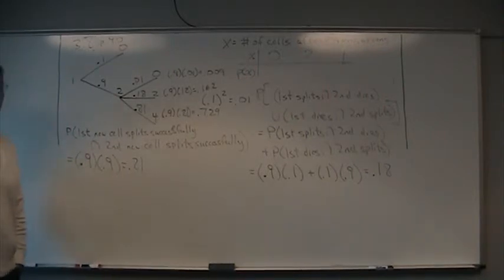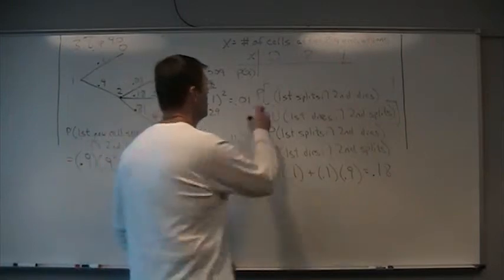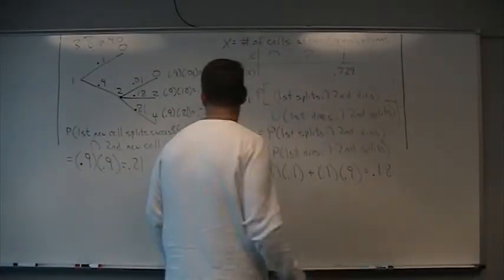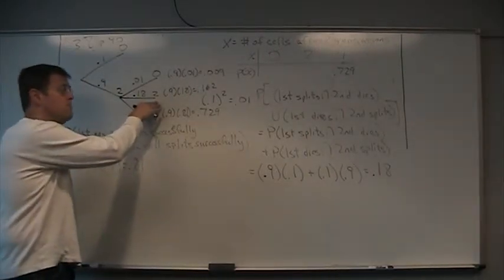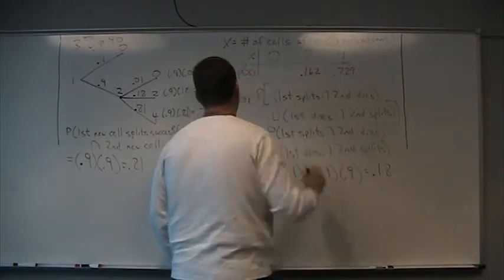So, as far as we're concerned, the only way that we can end up with 4 cells after 2 generational splits is right here. And so the probability that x is 4 is 0.729. Similarly, here's the only way we end up with 2. So this probability is 0.162.